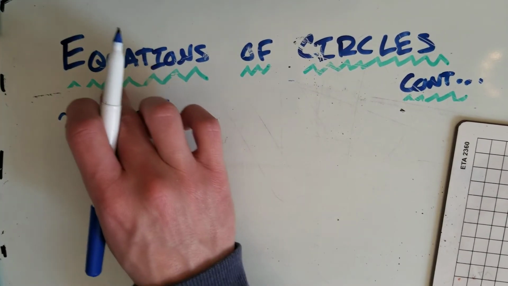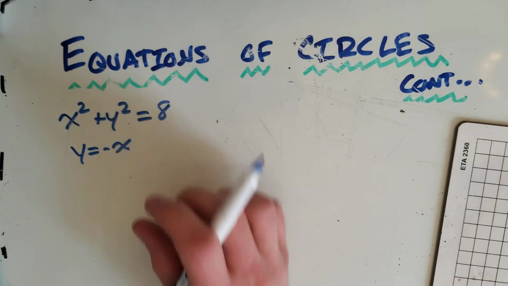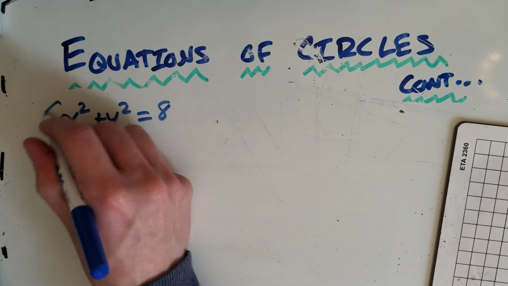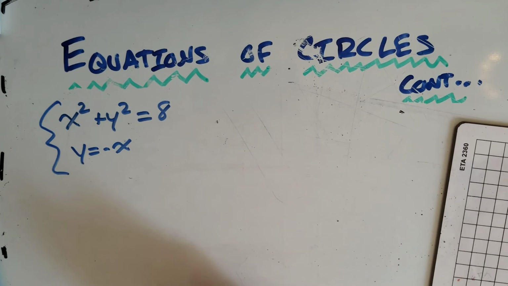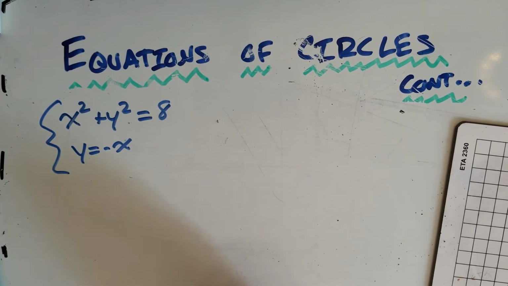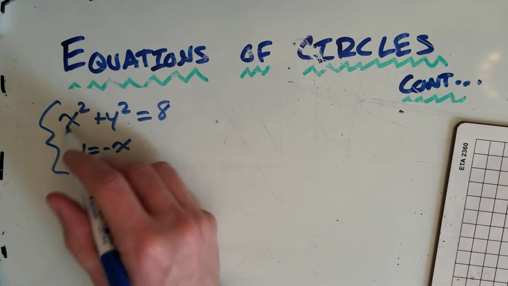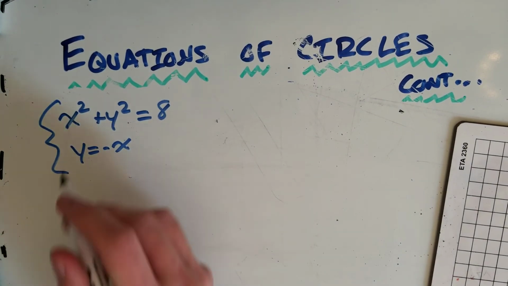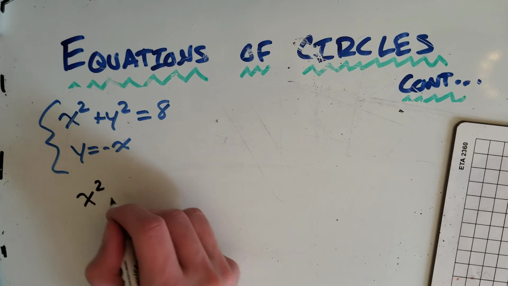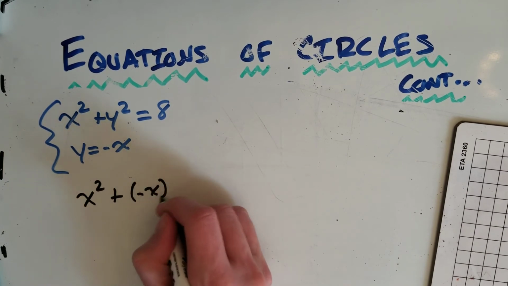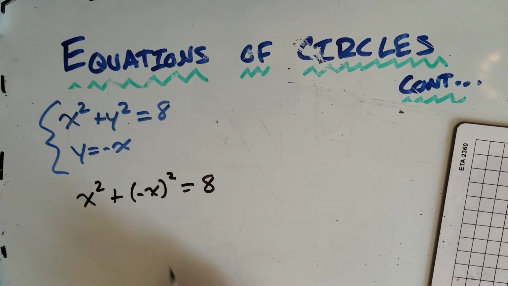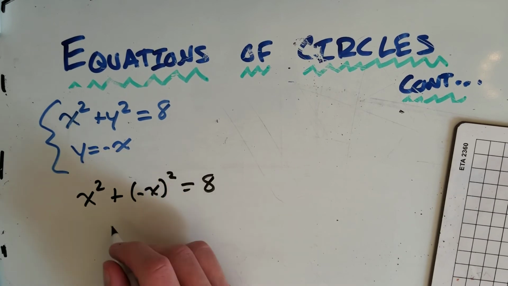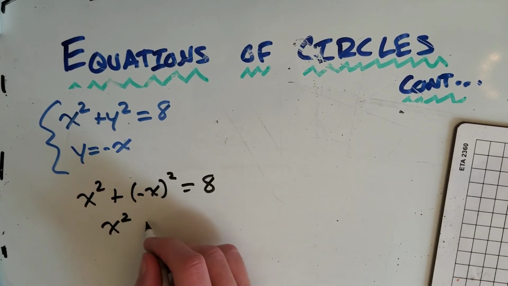Whenever you're looking for an intersection, even though this might not look like something we've really worked with in the past, we still can make a system out of it. And all we're going to do is substitute in. We take this first equation, x squared plus y squared, and that's going to become x squared plus negative x squared equals 8.